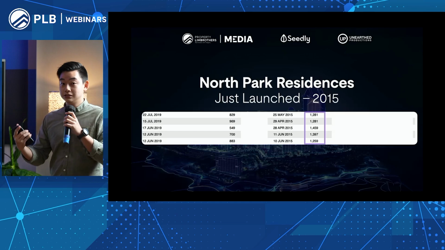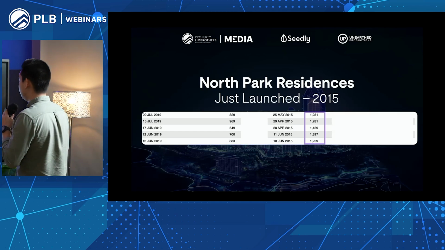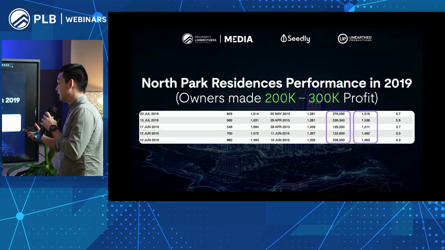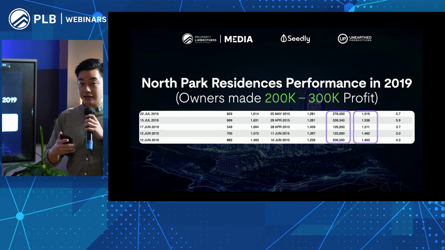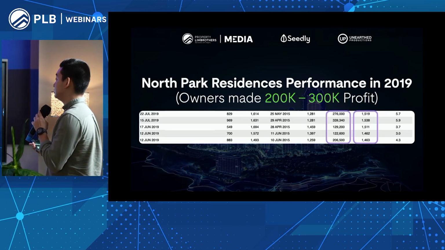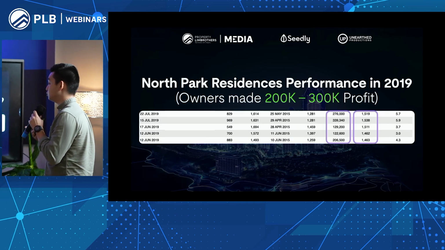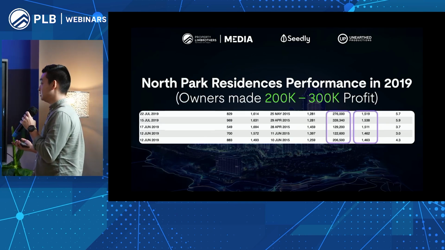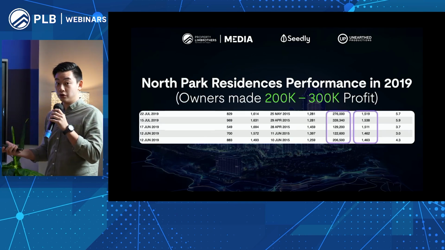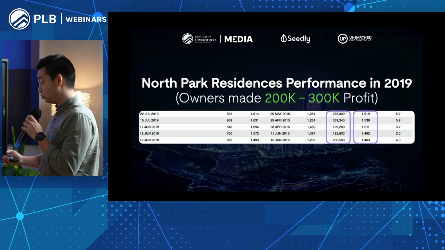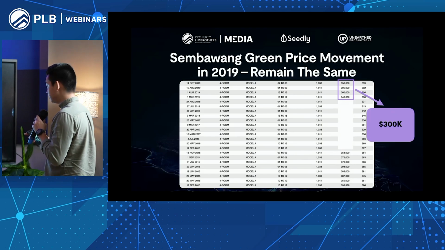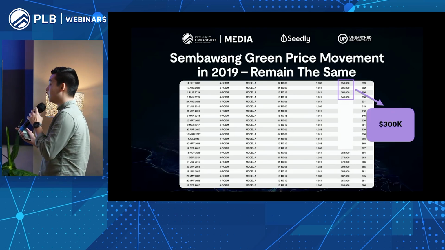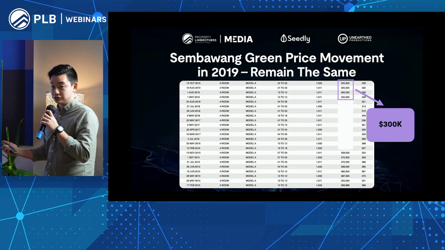Now, for these audiences, if they still dared to pull the trigger, we can see that throughout 2015 all the way to 2019, before the COVID times, these audiences still made 200 to 300K in profit margins as well. So what happened to Sembawang Green HDB? Let us also have a look. In 2019, the pricing still seems to maintain around the same price figure. So this is a very interesting time frame.